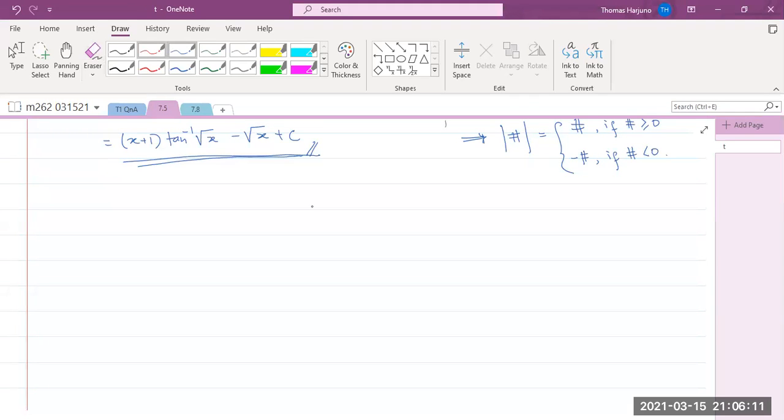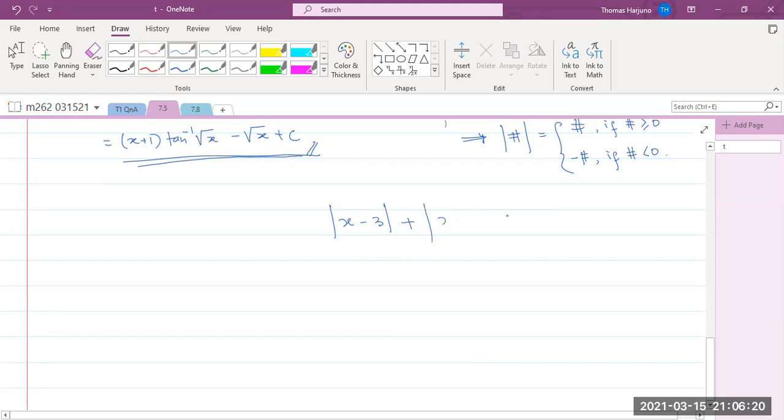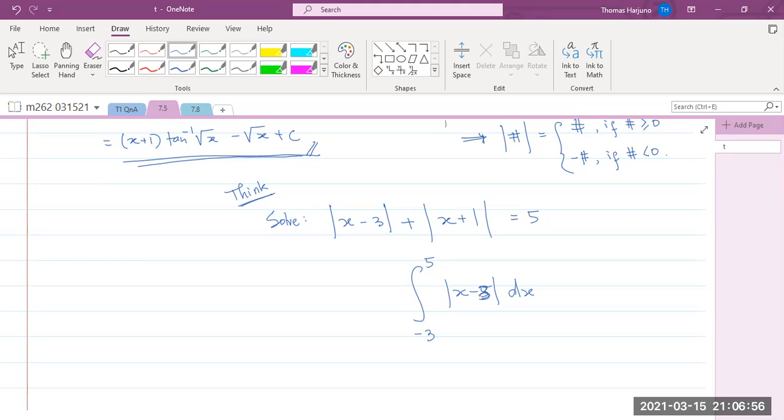Now, if you look back into my pre-calculus class, I did ask this question. For example, the absolute value of x minus 3 plus the absolute value of x plus 1 equals 5, and I asked them to solve it. Think about how to solve this. It will not show up in your test, don't worry. What happens if I ask you the integral from -3 to 5 of the absolute value of x minus 3 dx? You need to find out where x minus 3 is positive and where x minus 3 is negative. Does it make sense?